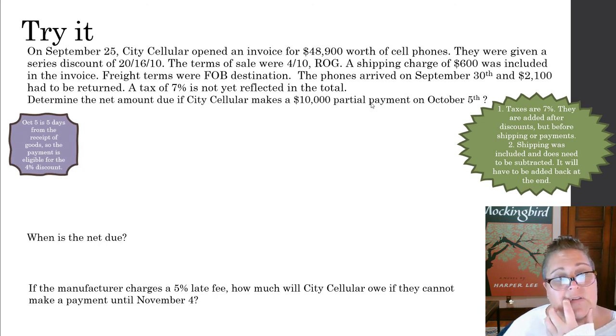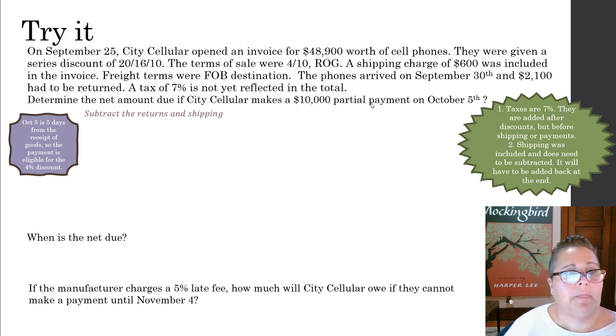So October 5th is only 5 days from the receipt of goods. So we do get the 4% discount, filing that away. All right, following the checklist. We want to subtract any returns and shipping. Since there were $48,900, we want to take off the $2,100 worth of returns and the $600 worth of shipping to get $46,200.